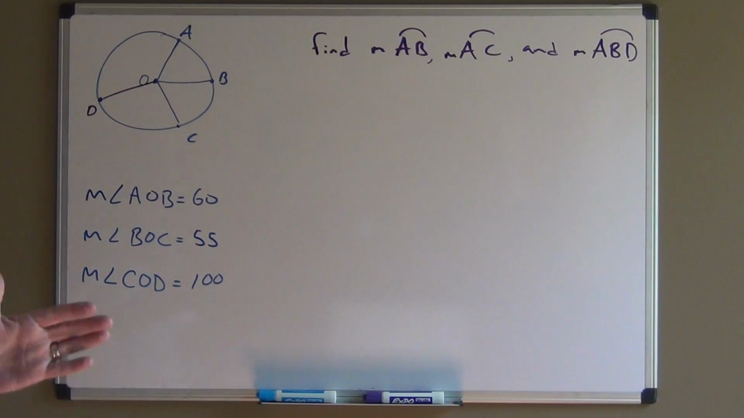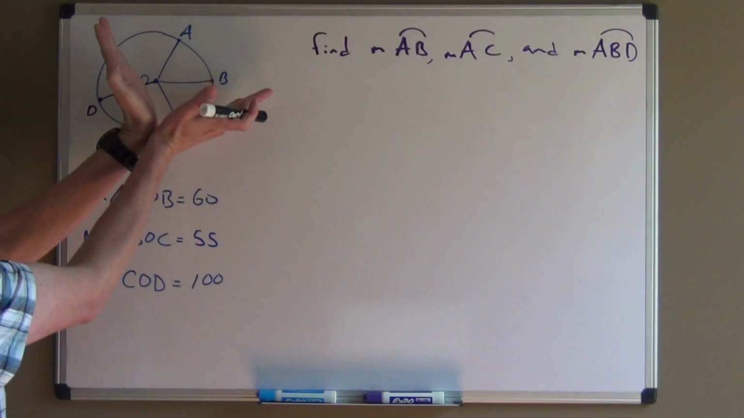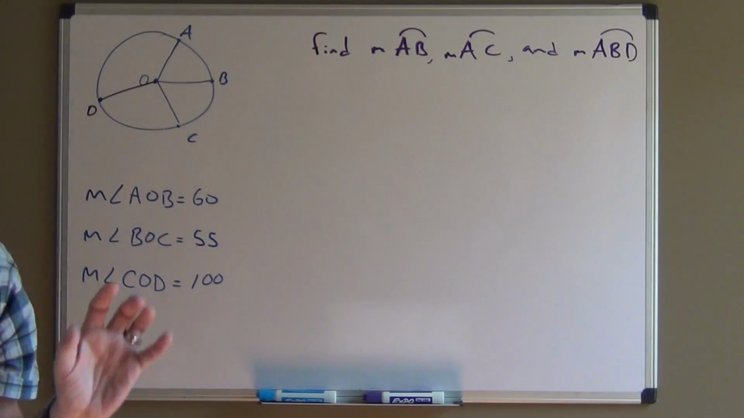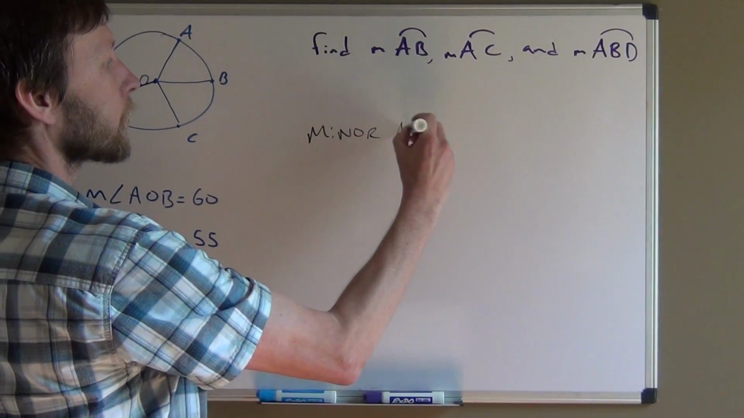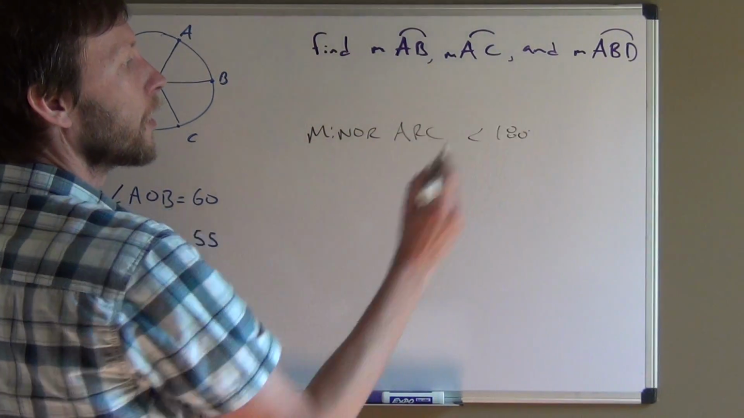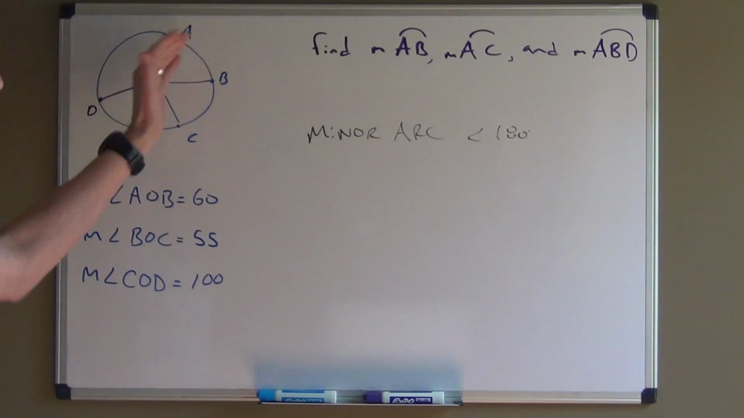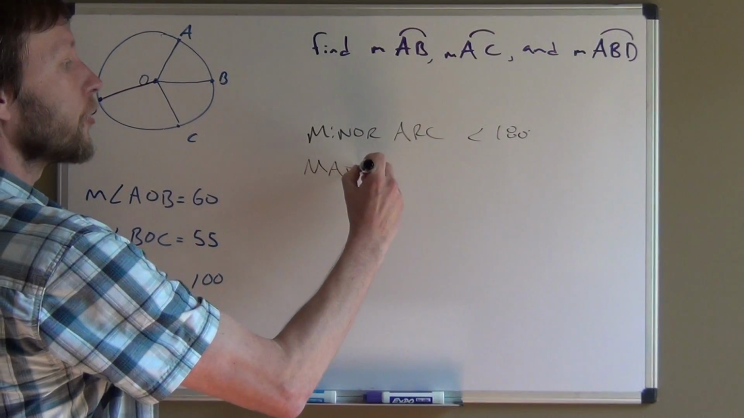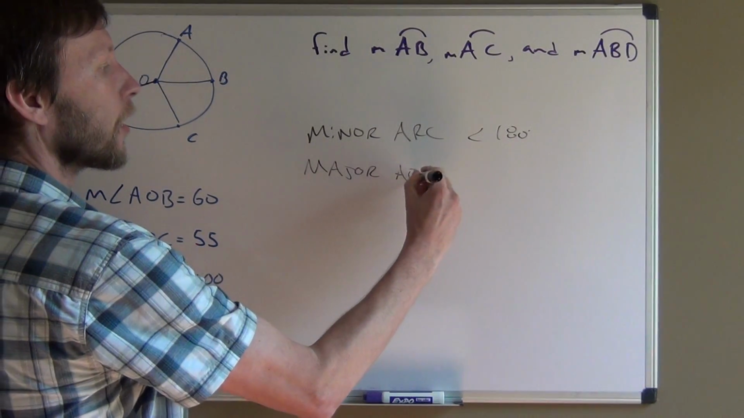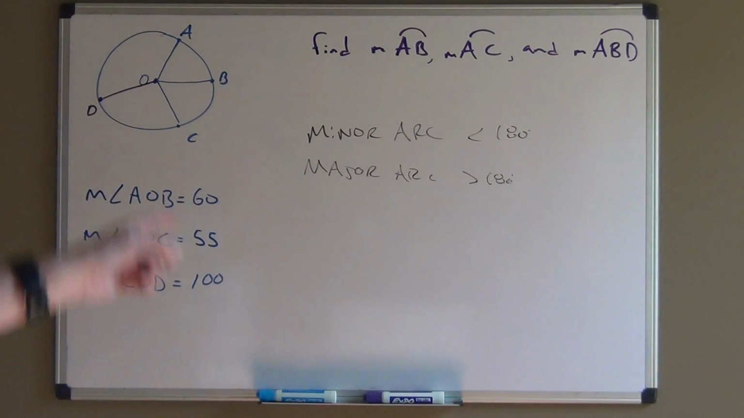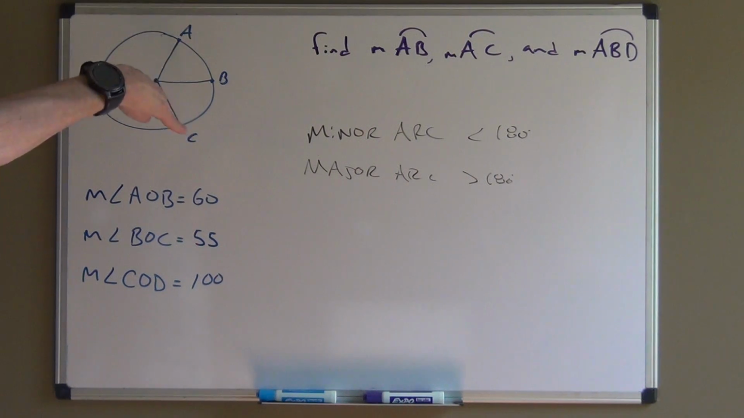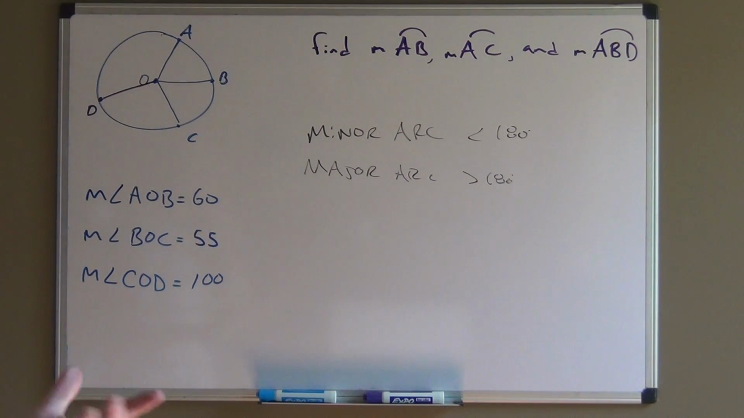So the first comment that I want to make is any arc that is less than a semicircle is considered a minor arc. A minor arc is less than a semicircle, less than 180 degrees. A major arc is greater than 180 degrees, all right, or bigger than a semicircle, all right? The whole way around the circle is 360 degrees. Halfway around the circle is 180. So a semicircle is 180, all the way around is 360. A minor arc is less than 180 degrees, a major arc is greater than 180 degrees.